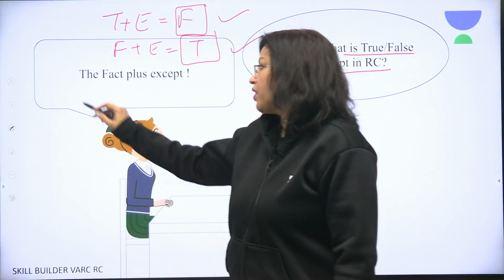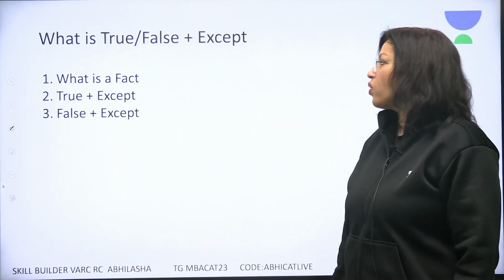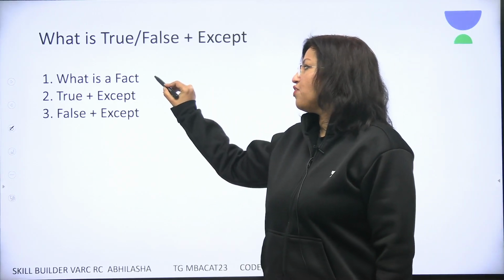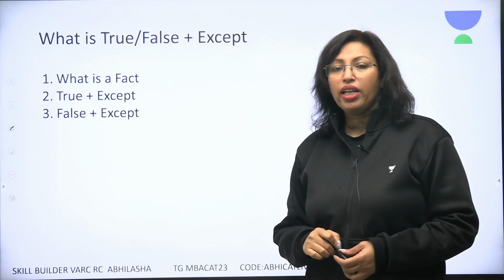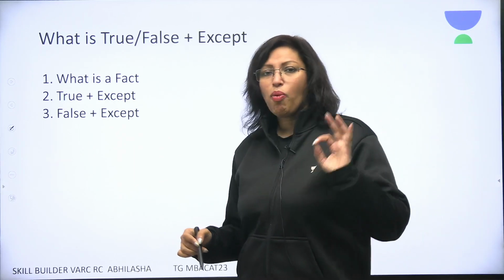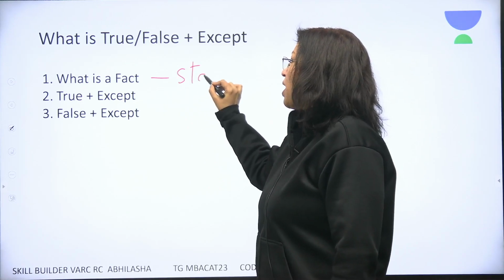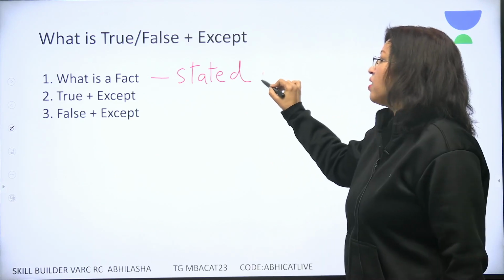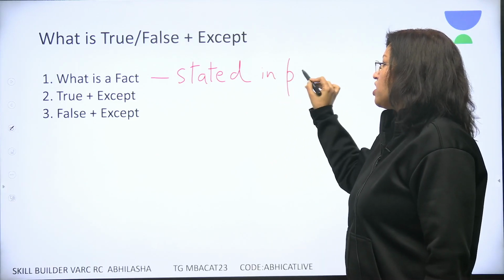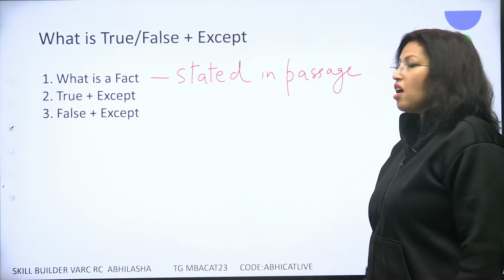Okay. Now let us take a look at a few things. So what is a fact? That is the first thing you should understand. Then what is true except and false except. Now anything that is a fact, let's go back to this. A fact is anything that is stated in the passage. So whether it is right or wrong doesn't matter. If the passage states it, it's a fact.